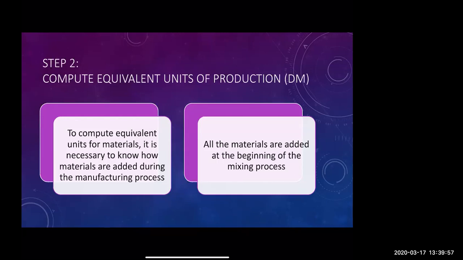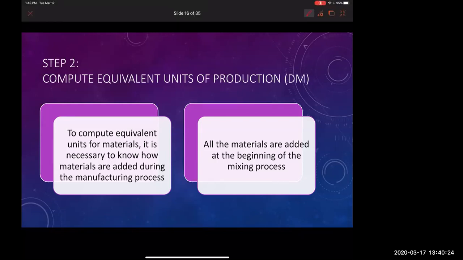All right, so to compute the equivalent units for direct materials, it is necessary to know how many materials were added during the manufacturing process. So for us, all materials are added at the beginning of the mixing process. Without the cream, the sugar, the whole milk, and all of that, we could not make the ice cream. So at the very beginning of this process, if this represents the mixing department, for instance, we're going to add all of the direct materials at the very beginning, okay?